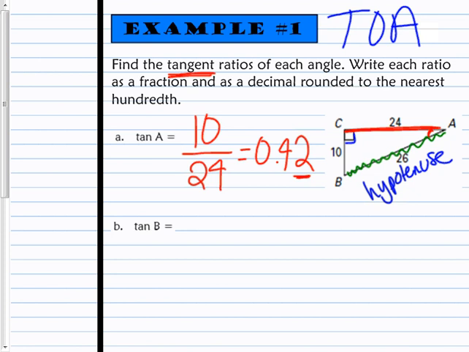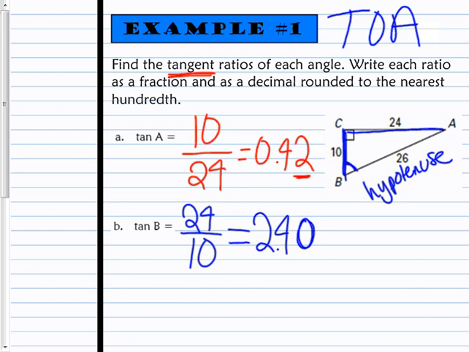Okay, and then we have tangent B. So now I'm going to look at tangent B. Erase this right here. So looking at angle B, the side that is opposite goes first. Opposite would be CA, side 24, over adjacent, which is the side that's touching angle B, over 10. That's the ratio as a fraction, and then as a decimal, 2.4. It did say to the nearest hundredth, so I'm going to add that 0 at the end to make it to the nearest hundredth. Okay? Let's go on to example 2.